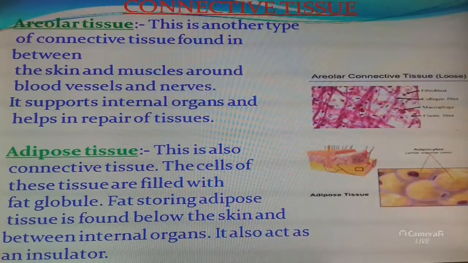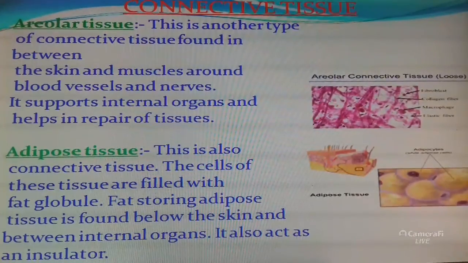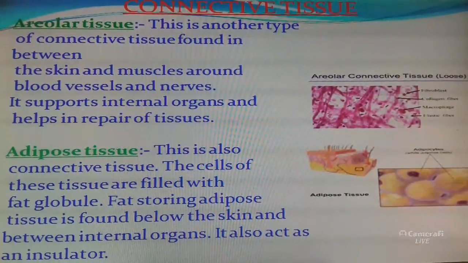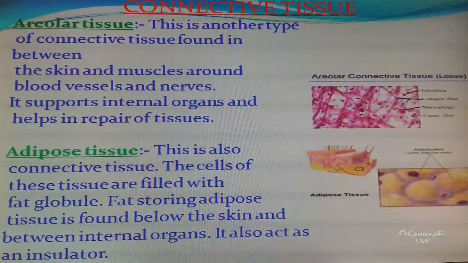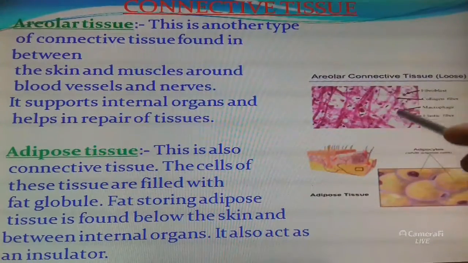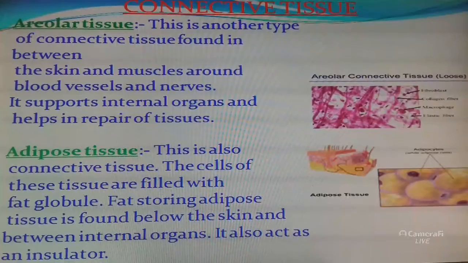The cells of this tissue are filled with fat globules, and storage of fat also acts as an insulator. This is adipose tissue and this is areolar tissue. So all are connective tissue.